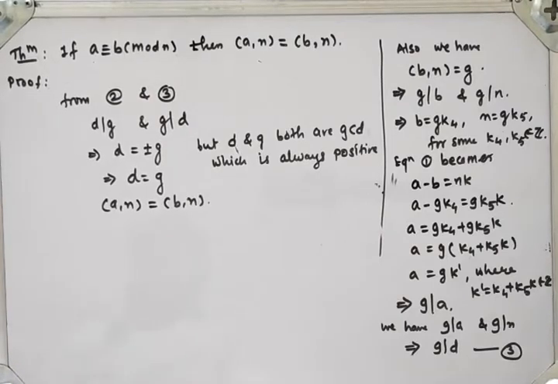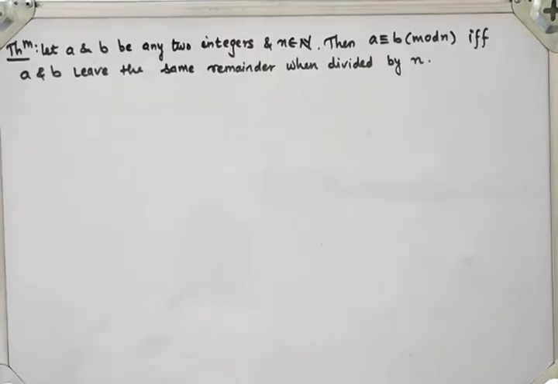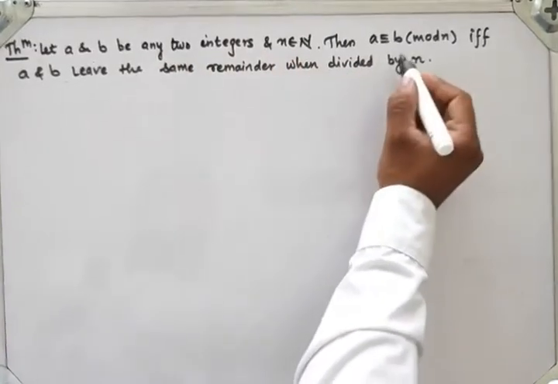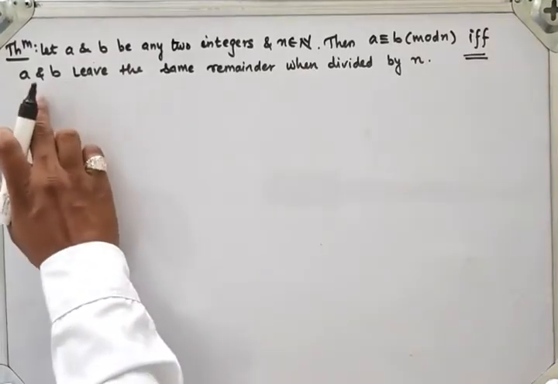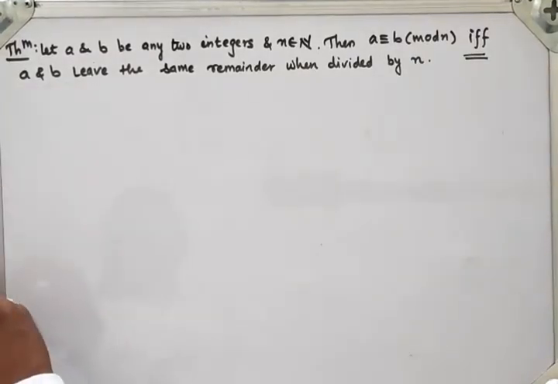Let us see the next theorem. Let a and b be any two integers and n belongs to the set of natural numbers. Then a is congruent to b mod n if and only if a and b leave the same remainder when divided by n. So this is the statement of the theorem.